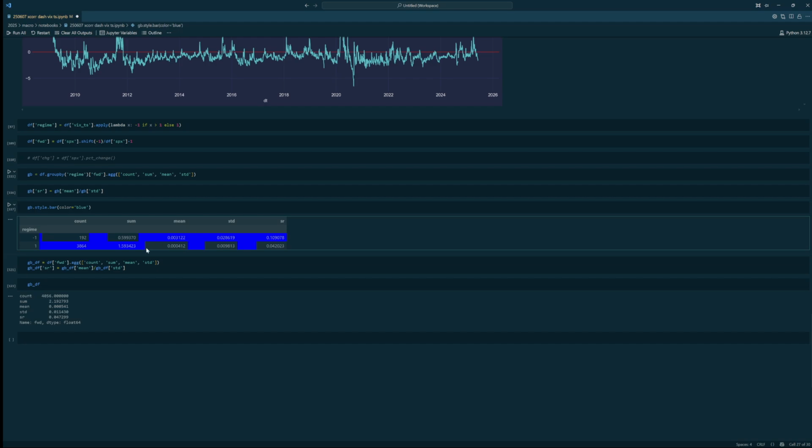So that's also interesting here. When you sum them all up, you get half a basis point a day. When you divide them, oh, you're getting 3 basis points a day average when the regime is negative. That's way better than the average market return.